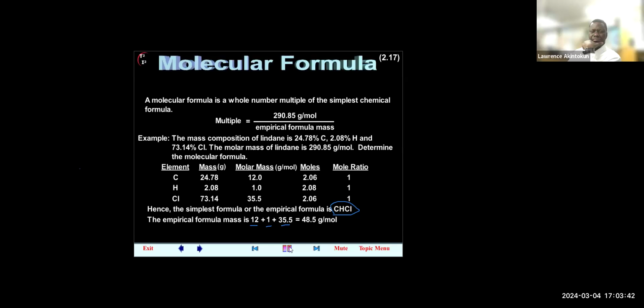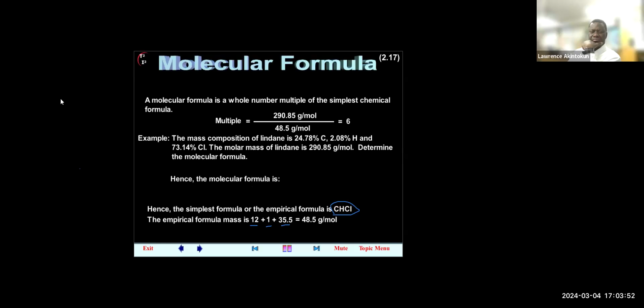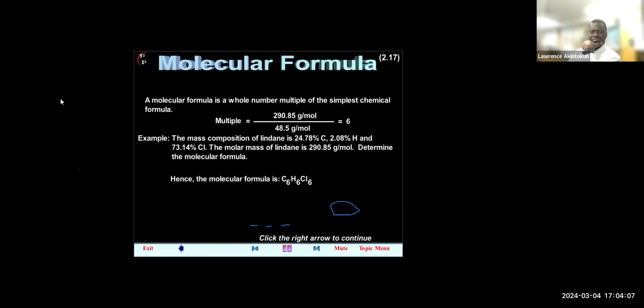290.85 grams per mole divided by 48.5 grams per mole is equal to 6. Hence, the molecular formula is C6H6Cl6.